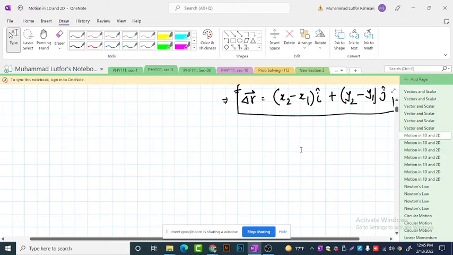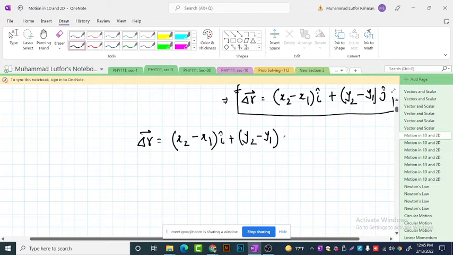Alright, so if it is 3-dimensional, I did it for the 2-dimensional case actually. If it is 3-dimensional, then you have to add one more component over here. So in that case, the del R would be basically x2 minus x1 i hat plus y2 minus y1 j hat plus z2 minus z1 into k hat. So that would be that displacement in the 3-dimensional case.